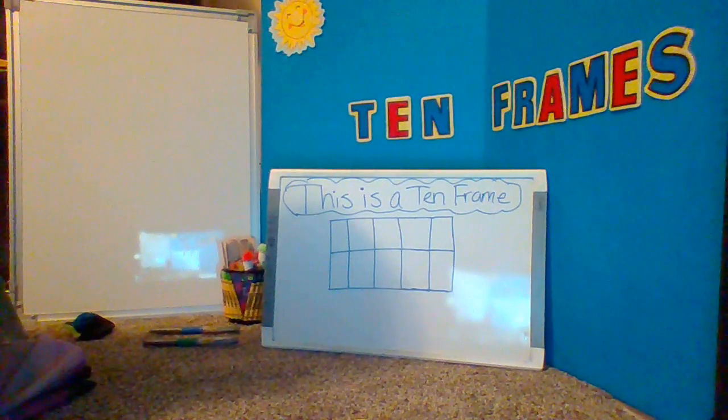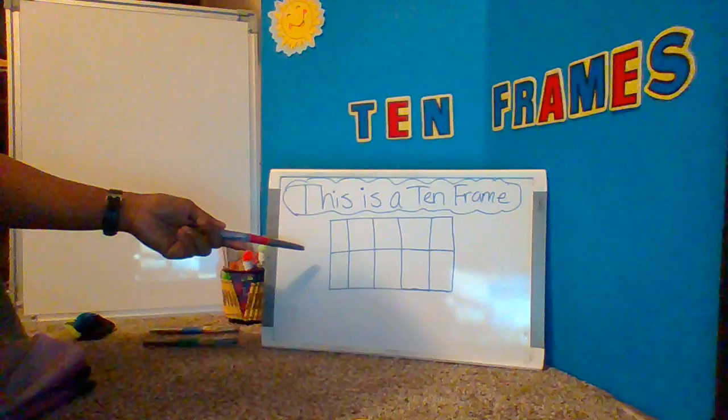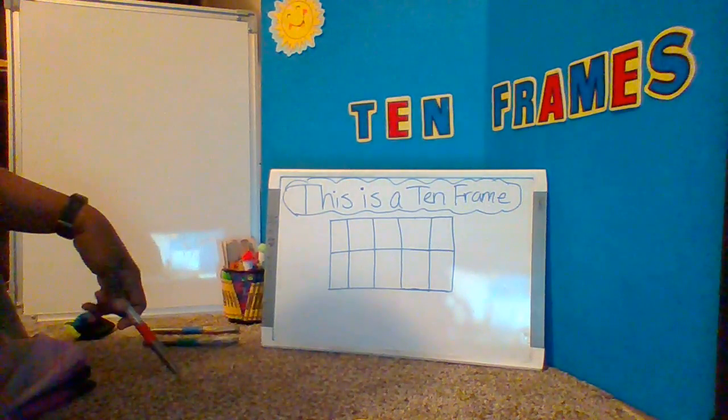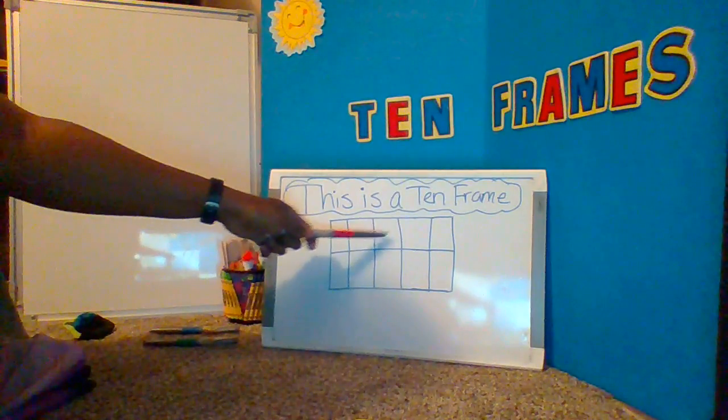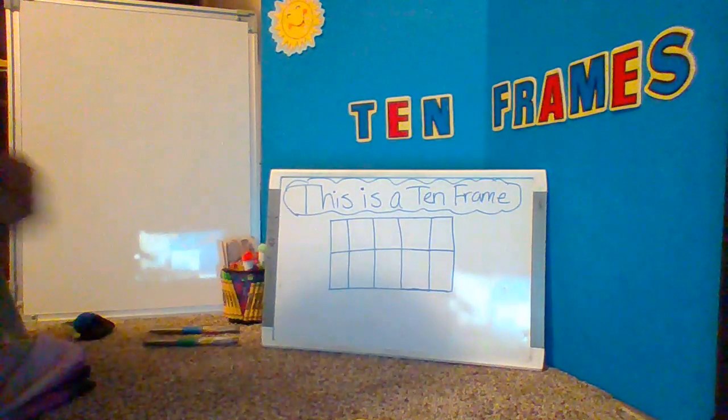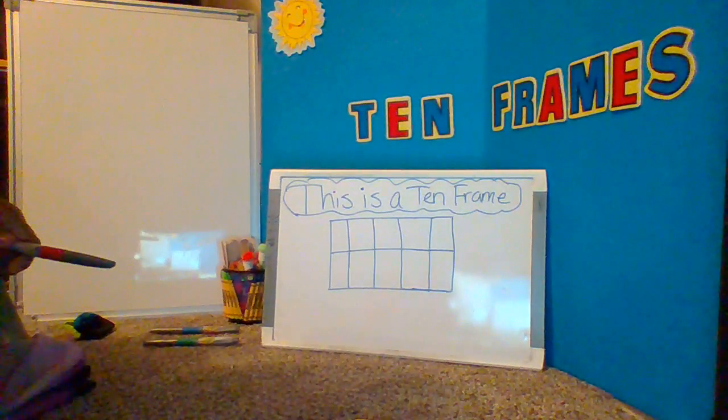I'm back with you today and we're going to go over what we call 10 frames. This is a 10 frame. We use this quite often in class and we will continue using it because it helps with different things. We call it a 10 frame because it has 2 rows of 5 that equal 10. So there's 10 empty blocks. You have 1, 2, 3, 4, 5, 6, 7, 8, 9, 10. And that's what makes it a 10 frame.